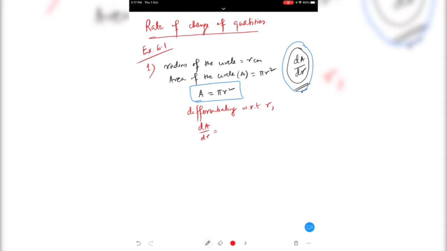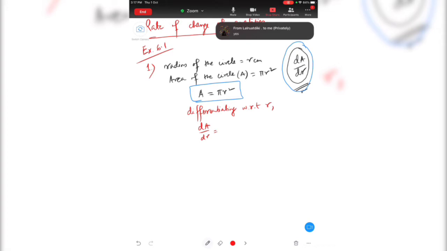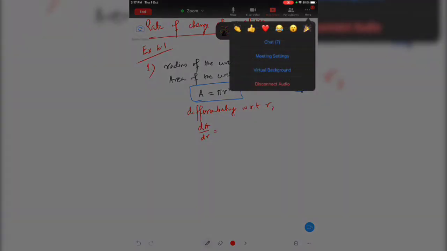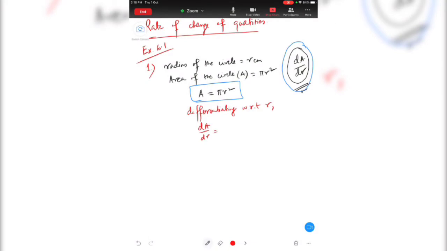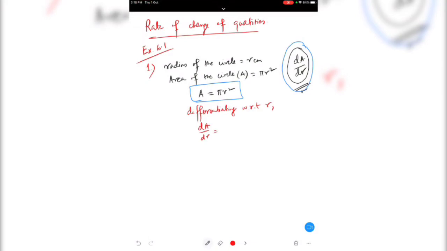Now tell me, what is differentiation of pi r square? We have finished the differentiation chapter. What is differentiation of this one, pi r square? Suppose I am differentiating with respect to x, and I have pi x square. What is differentiation of pi x square? Pi is constant.